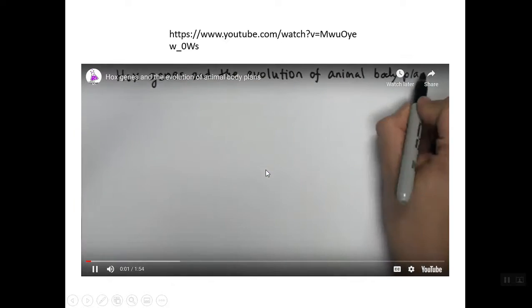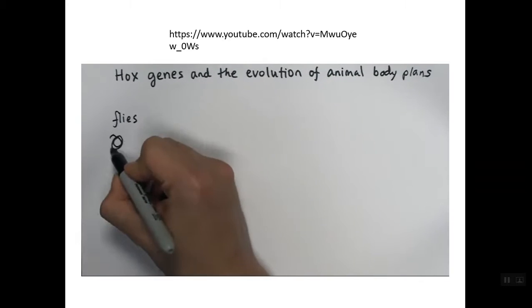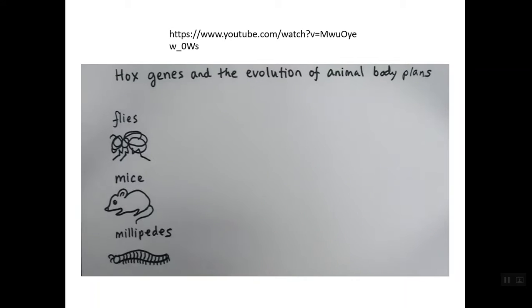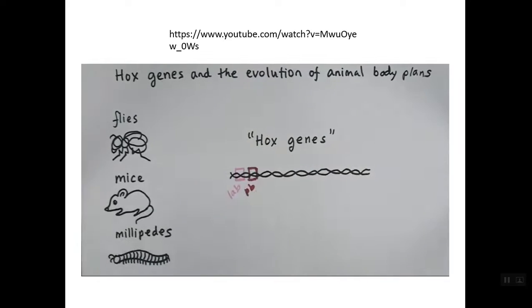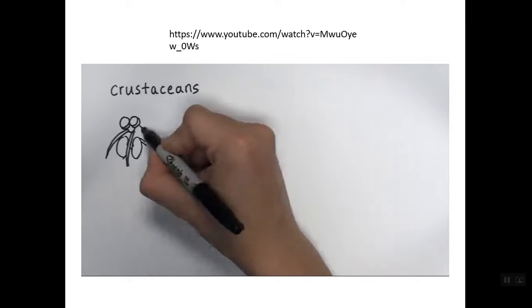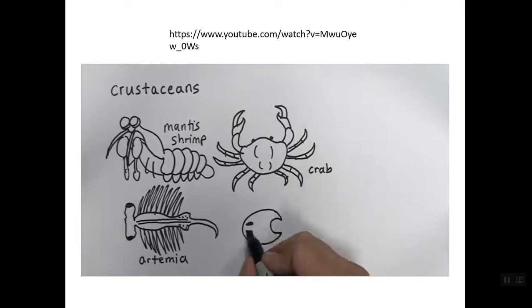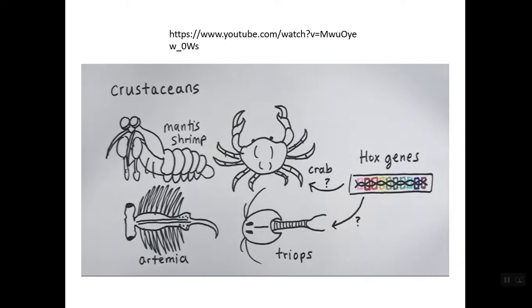Hox genes and the evolution of animal body plans. Animals have a variety of body plans. Flies have 6 legs, mice have 4, and millipedes have many. Scientists have proposed that changes in a group of similar genes called the Hox genes have created the diverse animal body plans we have today. To test this hypothesis, our lab has focused on crustaceans. Crustaceans are an excellent group of animals for studying body plan evolution because they have many different body plans. By examining Hox genes in crustaceans, we can understand how these genes have changed to produce new body plans.